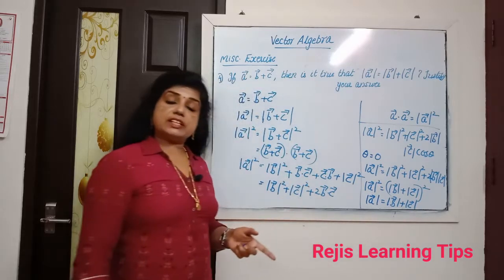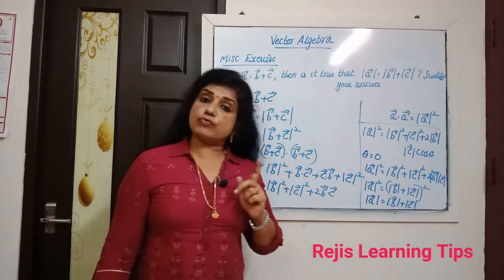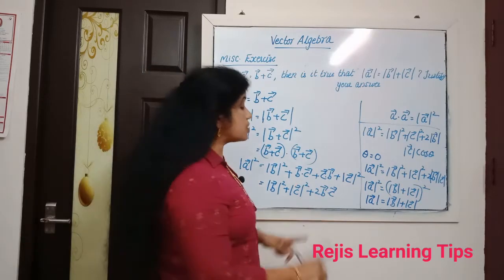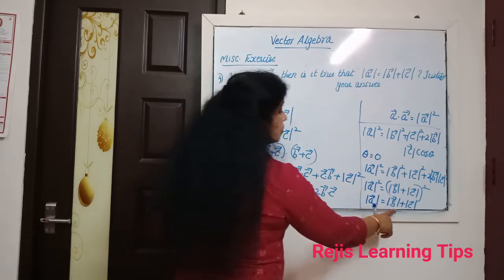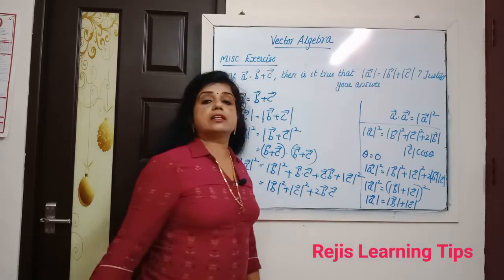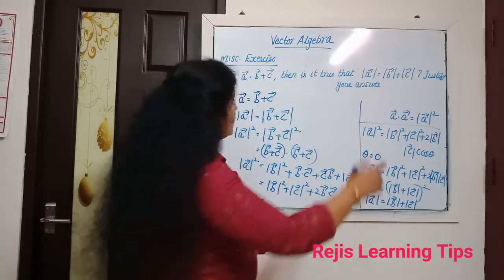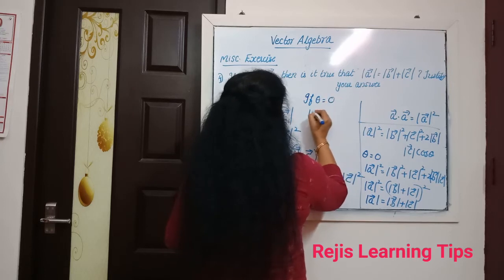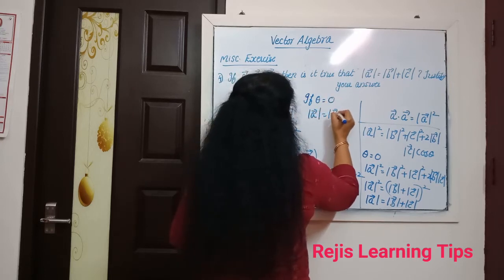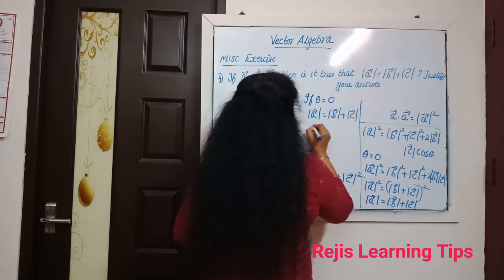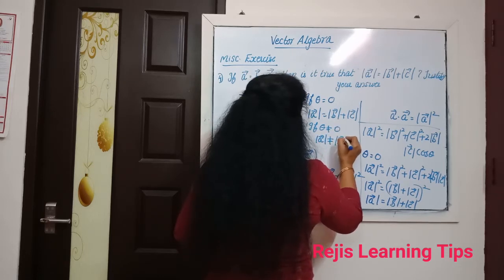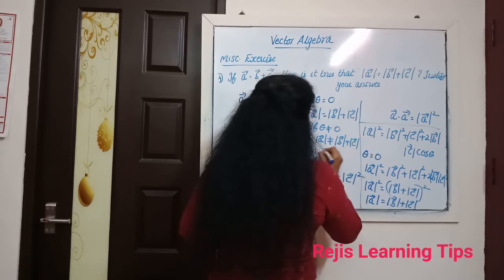Magnitude of vector A is equal to magnitude of vector B plus magnitude of vector C only if theta is equal to 0. If theta is equal to 0, only then magnitude of vector A is equal to magnitude of vector B plus magnitude of vector C. Otherwise, it is not equal. If theta is not equal to 0, then magnitude of vector A is not equal to magnitude of vector B plus magnitude of vector C. Am I correct?